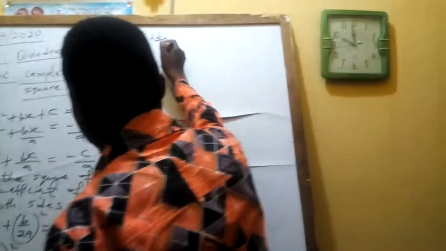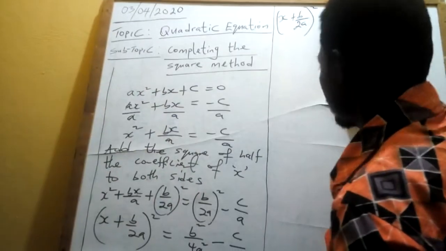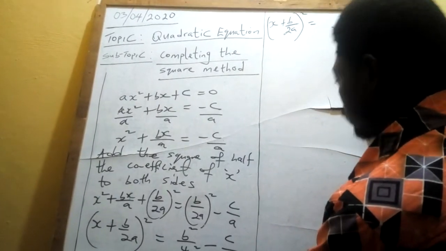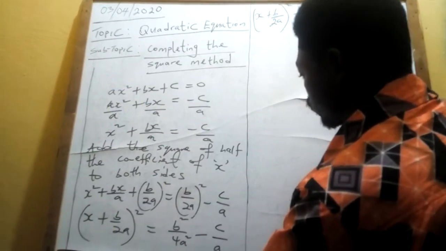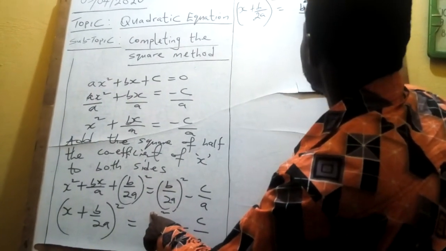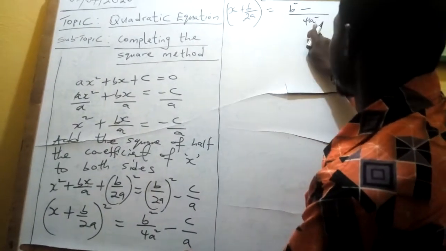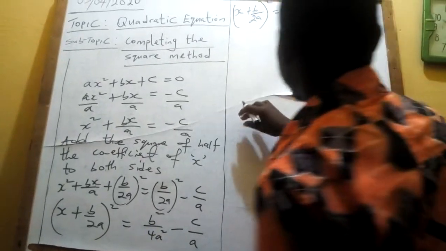Let's clean this portion. From here, let's write this as x plus b over 2a, then the square, equal to what? The LCM of this and this. Now, I want to take the LCM of this and this, which is what? 4a squared. 4a squared and 4a squared is what? 1 times b squared is b squared minus this and this is what? 4a. And 4a times c is 4ac.